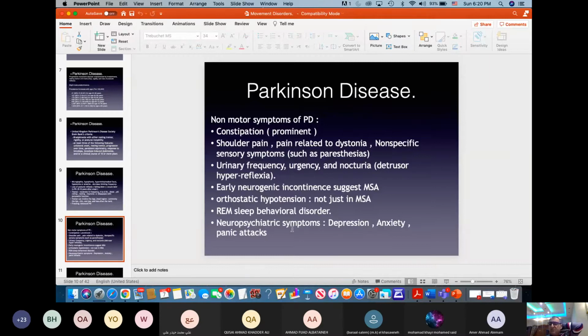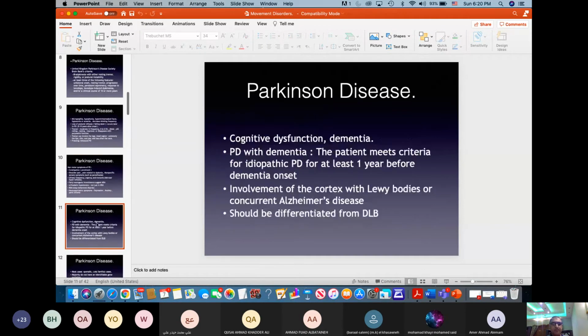Neuropsychiatric symptoms can happen, again, typically a few years after the onset, like depression, anxiety, and panic attacks. Now, cognitive decline can happen in Parkinson's patients. Ultimately, about 50% of them might end up with dementia. But that's, again, later in the disease.